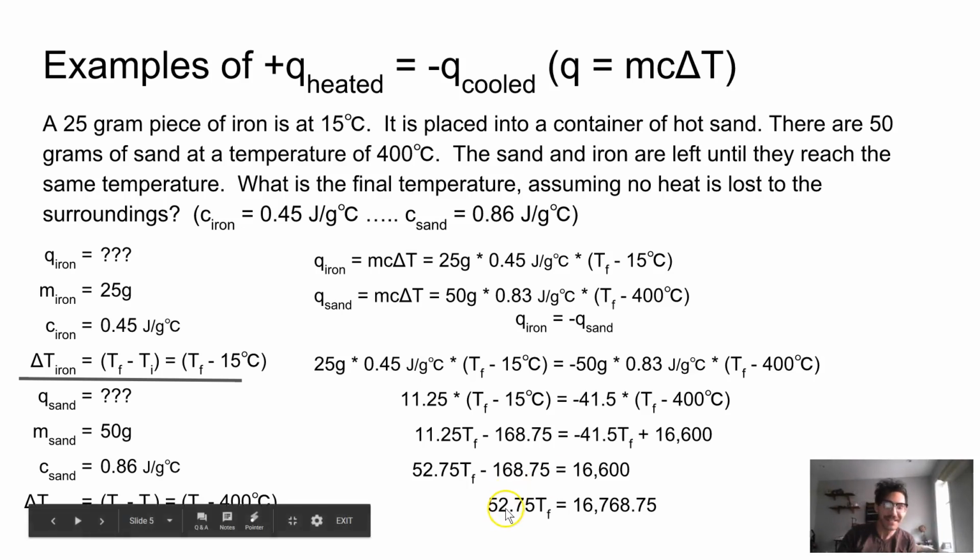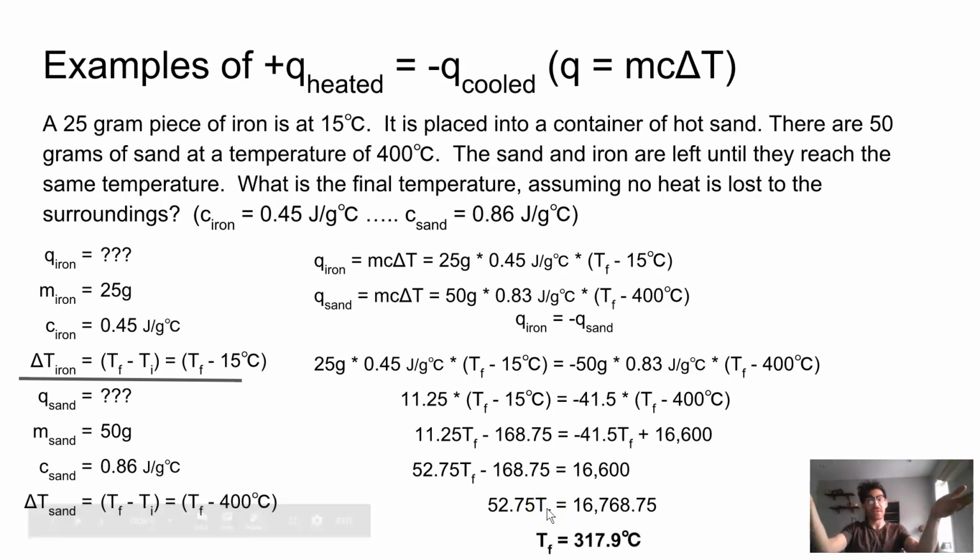16,768.75. Well, I can divide each side by this number, my 52.75. I don't want to know what the value of 52.75 TFs is. Just one TF. So that gives me the final temperature.